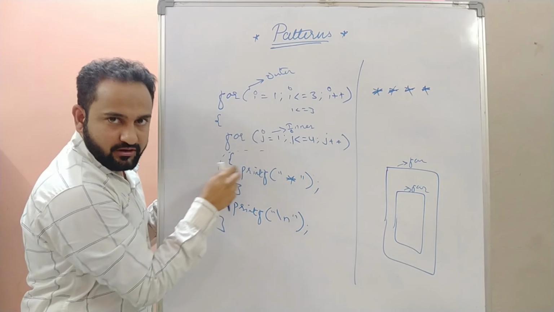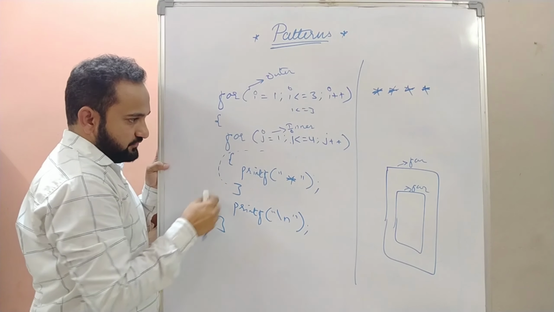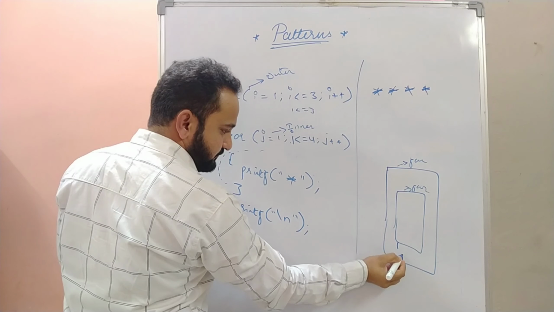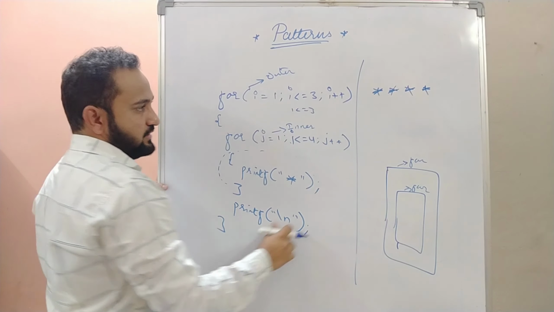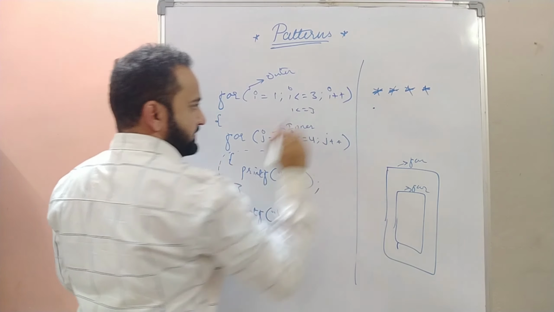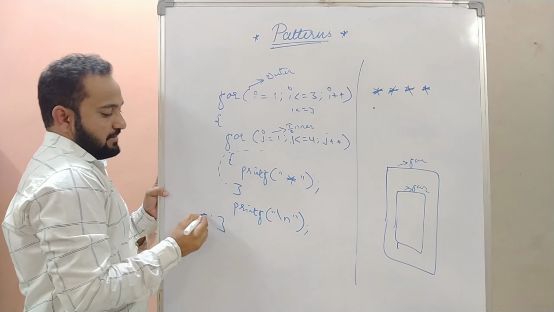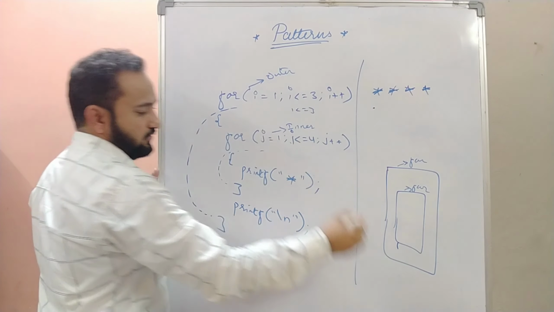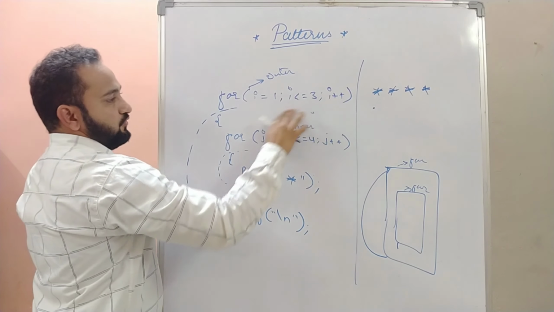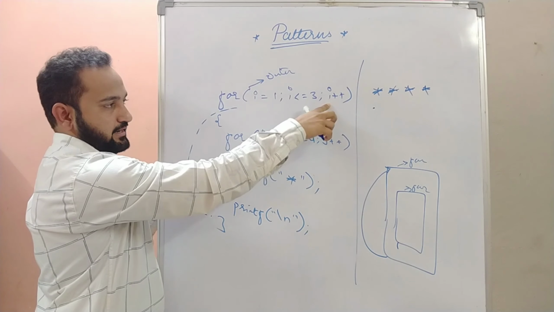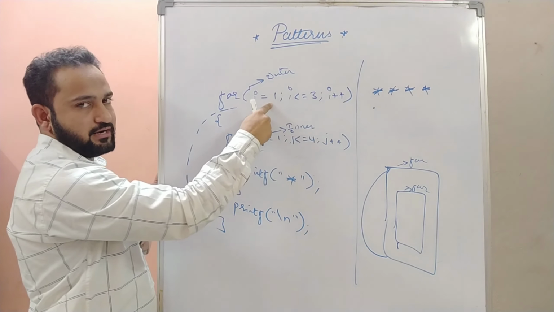We have run it just once, right? So it will come out of this. Here what we have is a printf statement, which we are using to leave one line. So it will leave one line and wait here. Then it's going back to the outer for loop. We are going from this to this place, right? So what will happen? It will update the value of i. It was 1, now it will become 2.